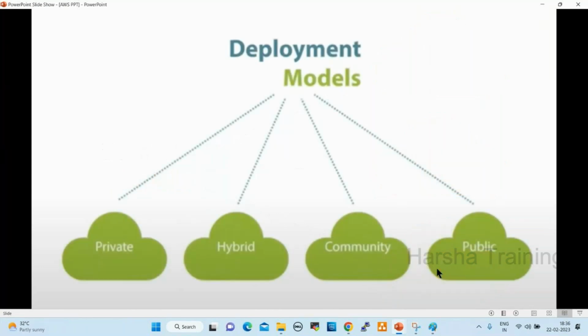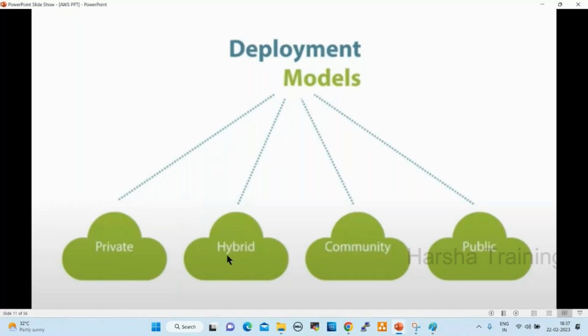Next, four deployment models. What are those? Private cloud, hybrid cloud, community cloud, and public cloud. What is private cloud? Private cloud is nothing but our on-premises servers, on-premises cloud, local data center cloud, for example VMware, Citrix, hypervisor. That is our office premises. That is private cloud, right? Next one, public cloud. Public cloud is nothing but AWS cloud, Azure cloud, Google Cloud, a third-party cloud.